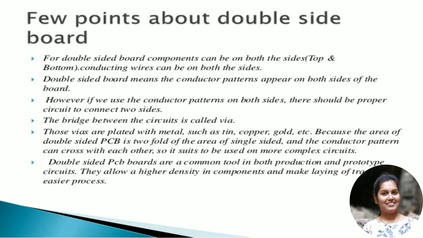So there should be proper connectivity between the top side components and the bottom side components, and the connectivity, or the bridge, between the top side and the bottom side circuits is called a via. Those vias are plated with metal such as tin, copper, gold, etc.